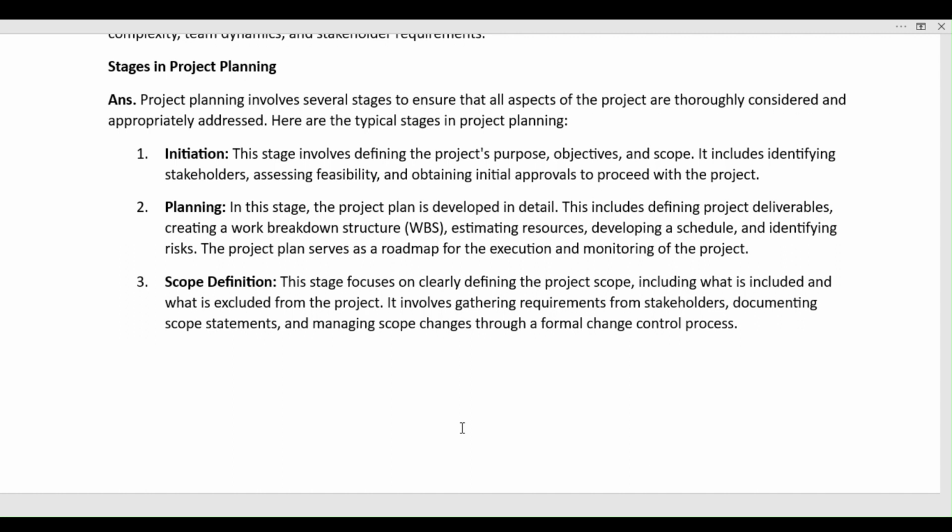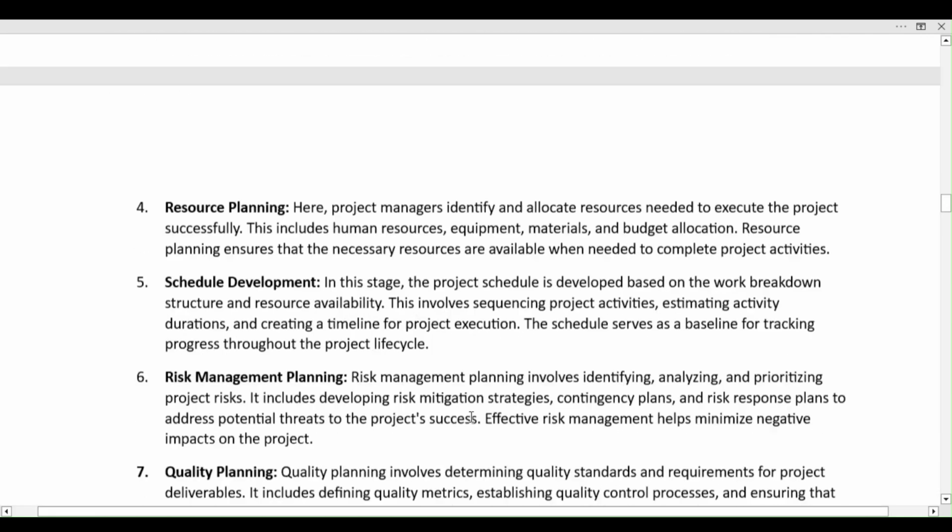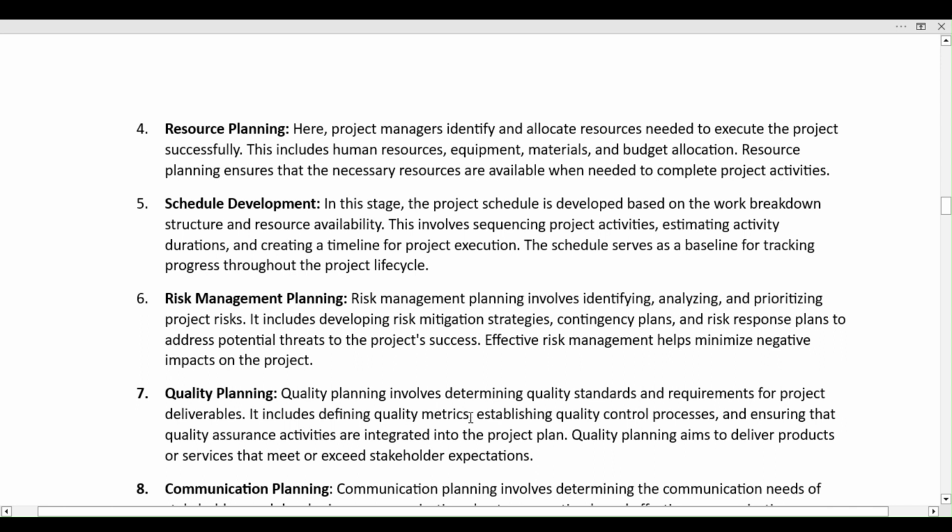The third one is scope definition. This stage focuses on clearly defining the project scope, including what is included and what is excluded from the project. It involves gathering comments from stakeholders, documenting the scope statements, and managing scope changes through a formal change control process. Absolutely correct. Let's move on to the next one, which is resource planning.